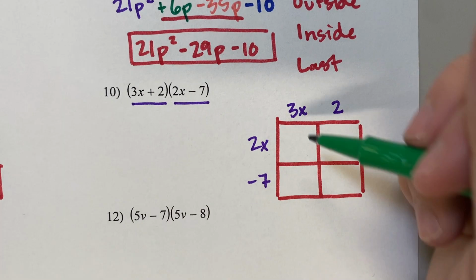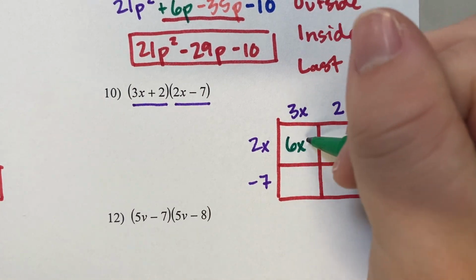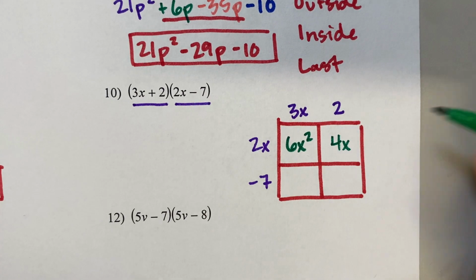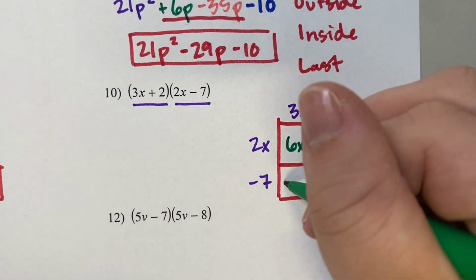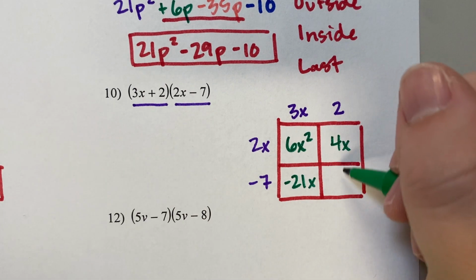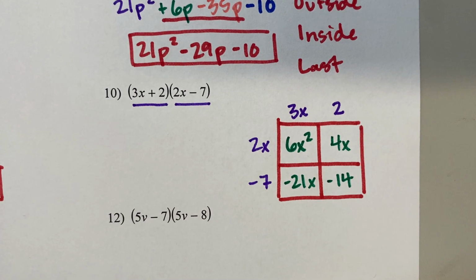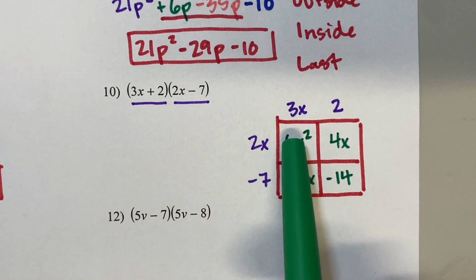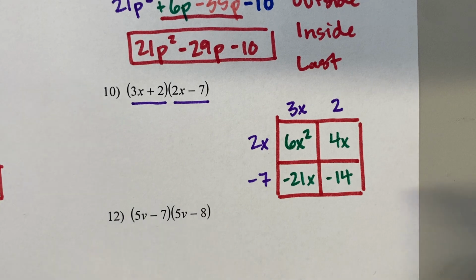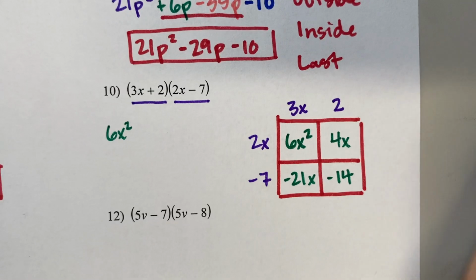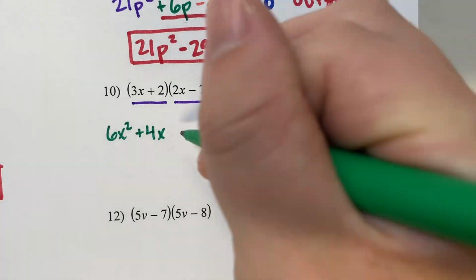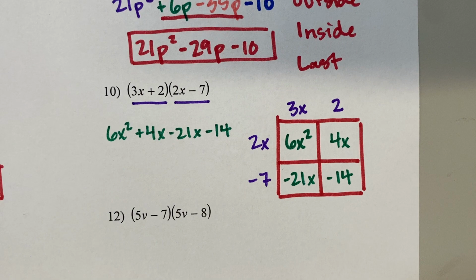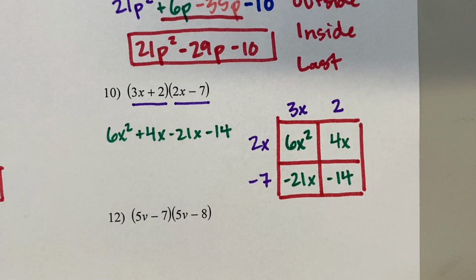So I have 3x times 2x is going to give me 6x squared. 2 times 2x is going to give me 4x. 3x times negative 7, negative 21x. And 2 times negative 7, negative 14. Okay, now I'm going to write it out in the order that I solved it. So I have 6x squared plus 4x minus 21x minus 14. Because now I can see exactly what terms I need to combine.